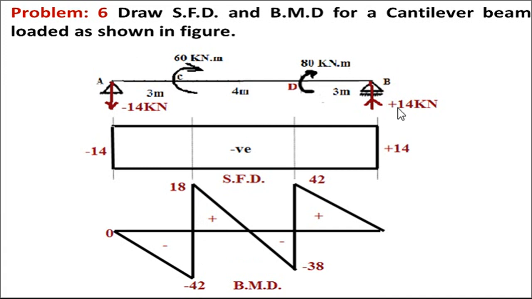In the same way, take moment about D: 14 into 2, anti-clockwise. This is positive. 14 into 3, 42. That will be positive. Okay, and this is clockwise. Here this moment is anti-clockwise and this moment is clockwise. So 14 into 3, 42. 42 minus 80, it will be minus 38. Okay, and then just join all the lines, you will get the BMD. Okay, thank you.